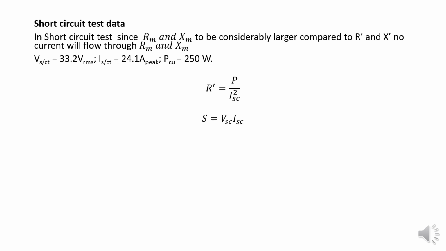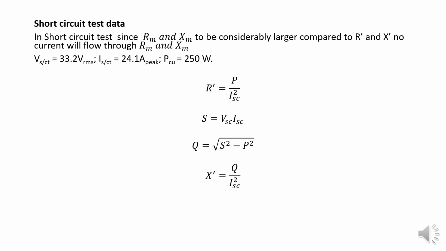Then in order to find X dash, you have to find Q. How to find Q? By using S. S is equal to V short circuit multiplied by I short circuit, which is 33.2 multiplied by the short circuit RMS current. So you have to calculate the RMS current, right? Therefore you can find S, and if you have found S, you can find Q. Q is equal to square root of S squared minus P squared. Then you can find X dash, which is Q divided by I short circuit squared, right? Again, that X dash component will be an inductive part.